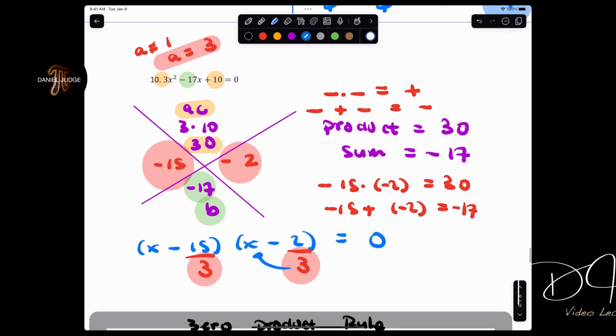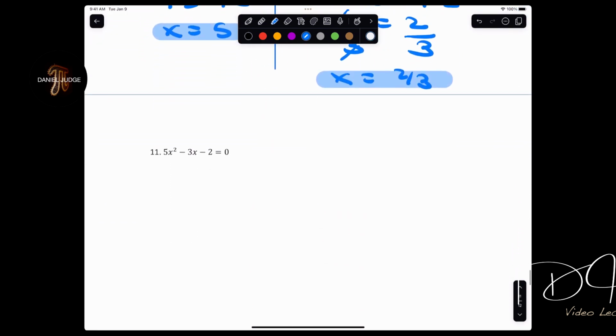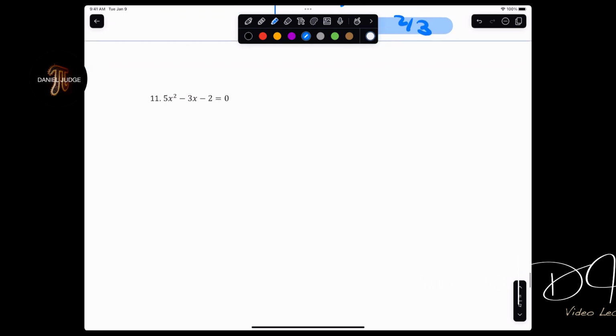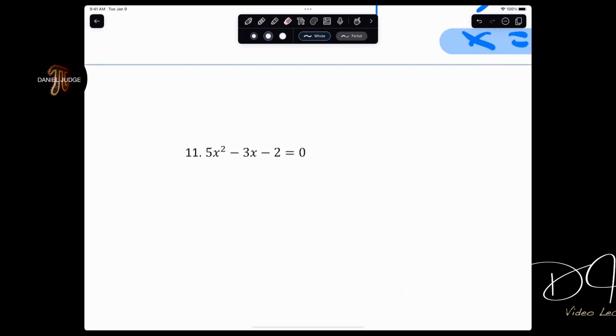Okay, there you go. X is 5 or x is 2/3. Zero product rule, number 10. All right, number 11. Again, A here is not 1, so we're going to write that down now. A is not 1. A is 5.